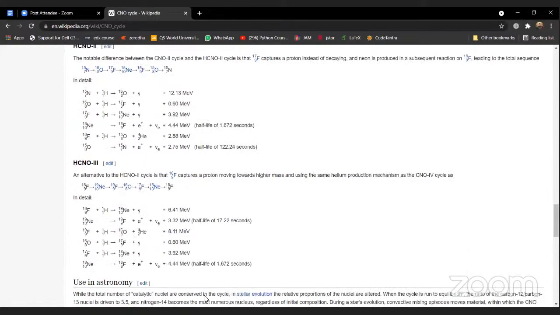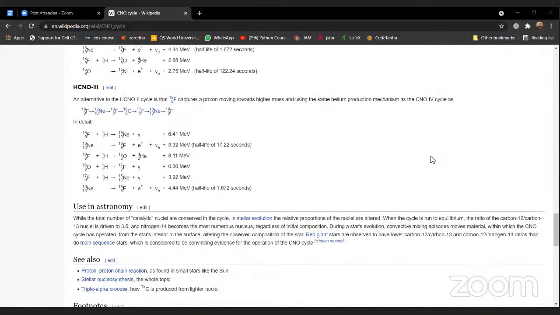The third CNO cycle, the hot CNO3 cycle, is a bit different compared to the cold one, because it starts with a fluorine 18 atom and it moves towards a higher mass, that's neon 19. Fluorine 18 captures a proton to give neon 19 and a gamma ray, releasing 6.41 mega electron volts of energy. This neon 19, having a half-life of 17.22 seconds, decays into fluorine 19, giving out a positron and an electron neutrino. Fluorine 19 captures a proton and gives oxygen 16 and a helium atom, giving out 8.11 mega electron volts of energy.